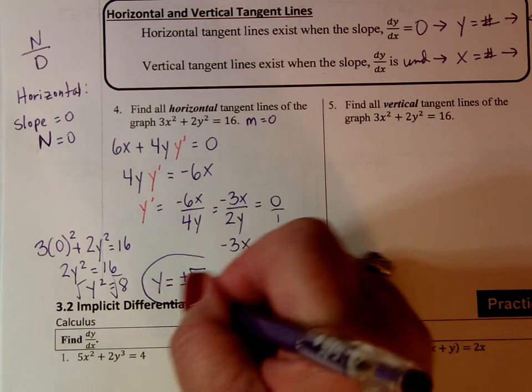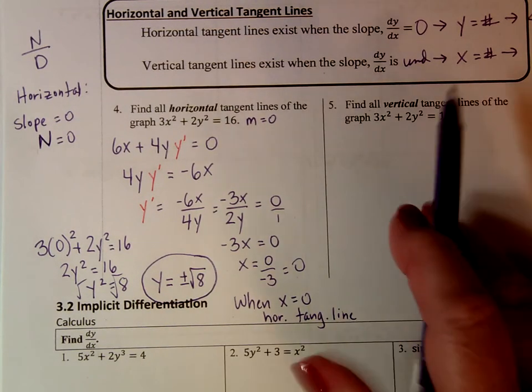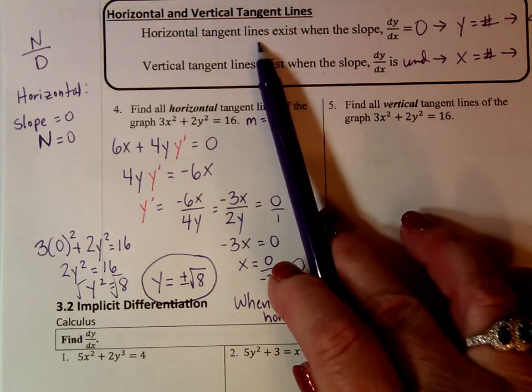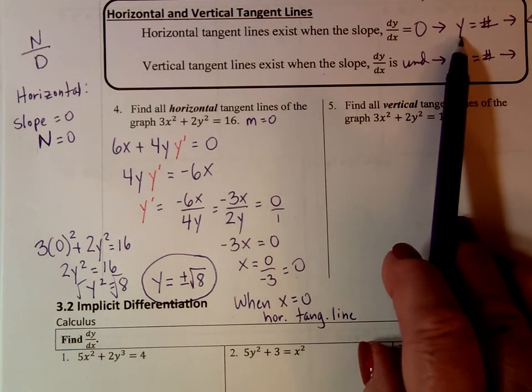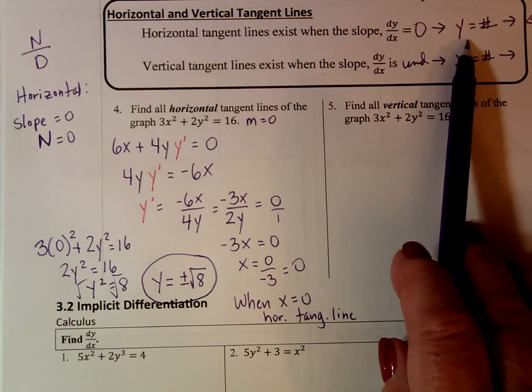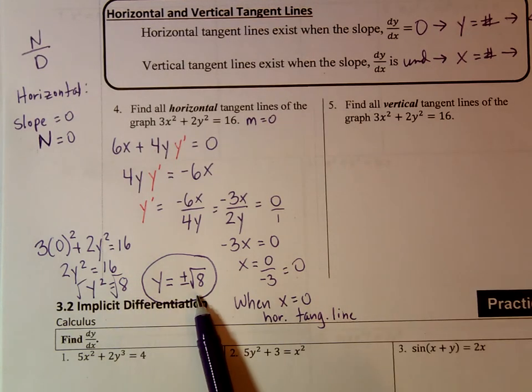And it should line up, because remember back up here, we said horizontal tangent lines are when y equals a number. Your answer should be y equals a number, and that's what we've got. Y equals plus or minus the square root of 8. Could you call this 2 square roots of 2? Yes, it would mean the same thing.